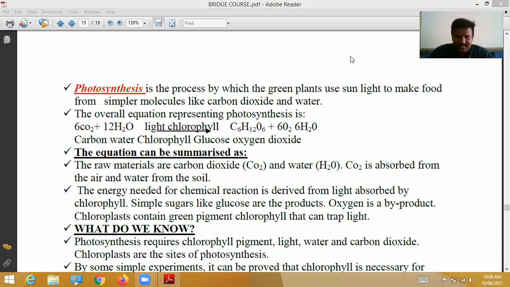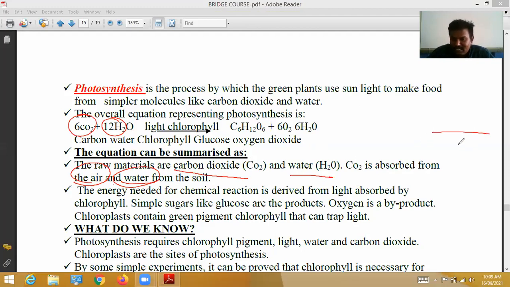Okay. Next, the equation can be summarized by the raw materials required. Whatever the raw materials required for photosynthesis, those raw materials are carbon dioxide and water. Carbon dioxide is absorbed from the atmosphere, from the air, and water from the soil.